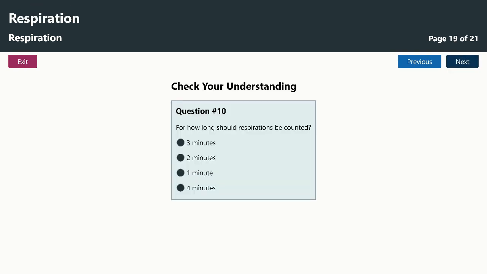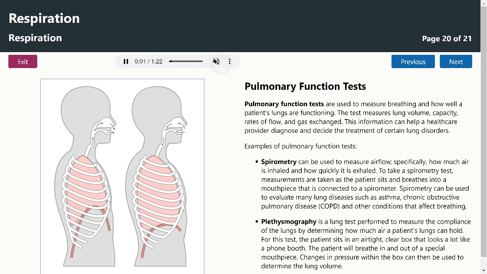So how long should respirations be counted? 1 minute. 1 minute, not 12. 1 minute.